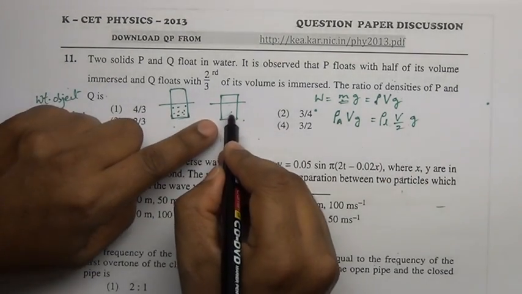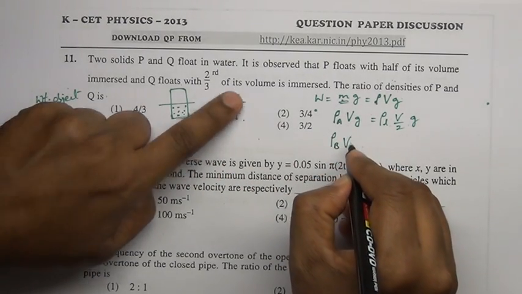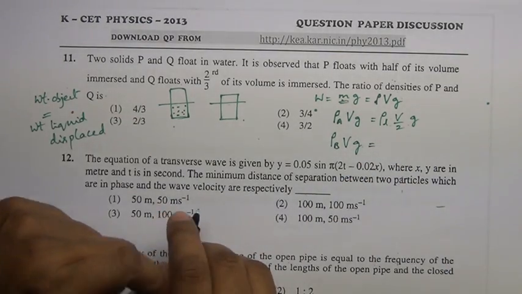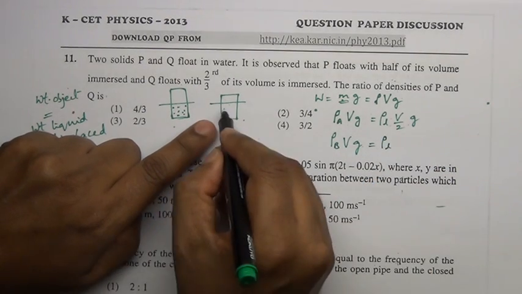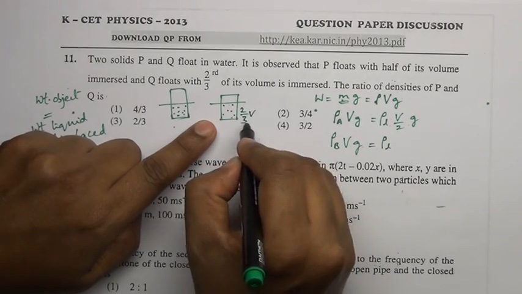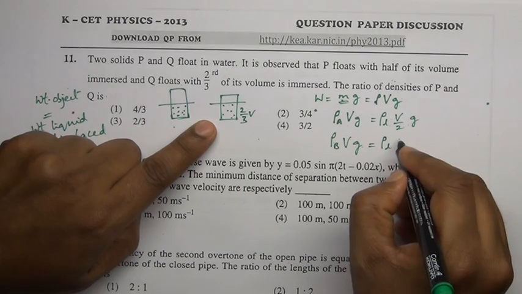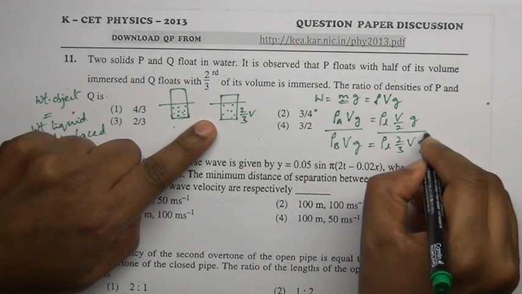Next, here the weight of the object, density of Q into volume of the object into g, is equal to the weight of the liquid displaced. Density of liquid into 2/3 of V is immersed, so only this much liquid can get displaced. Therefore it is 2/3 of V into g. Divide one by the other.